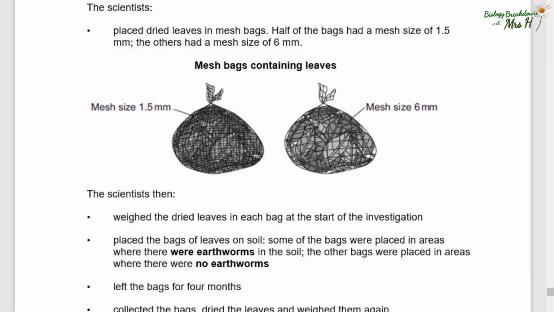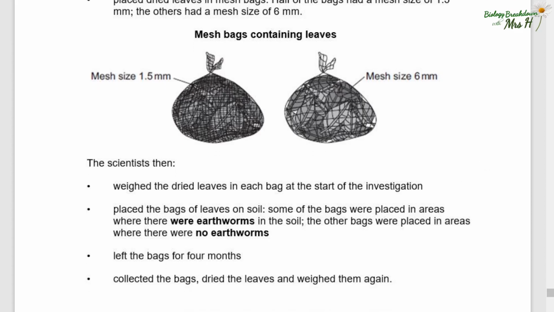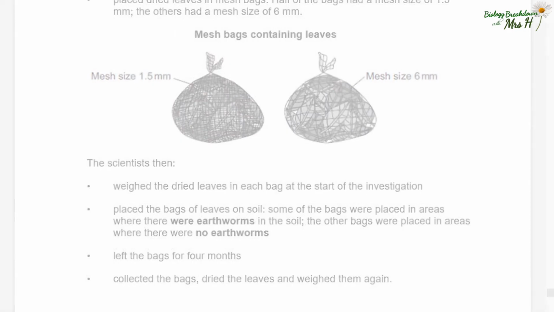The scientists then weighed the dried leaves in each bag at the start of the investigation. Placed the bags of leaves on soil. Some of the bags were placed in areas where there were earthworms in the soil, and the other bags were placed in areas where there were no earthworms. Left the bags for 4 months, collected the bags, dried the leaves and weighed them again.